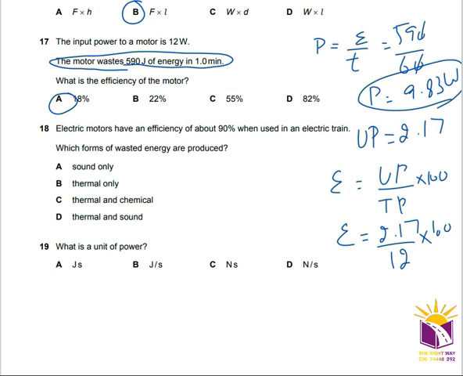Electric motor has an efficiency of about 90% when used in an electric train. Which form of wasted energies are produced? When our electric train moves, it produces two types of wastage. One is thermal and the other one is sound. So D is the right option. There will be no chemical wastage in the electric motor.